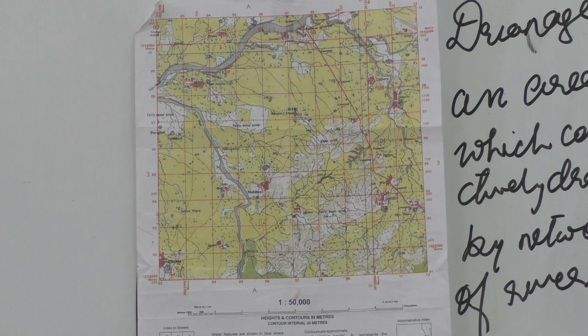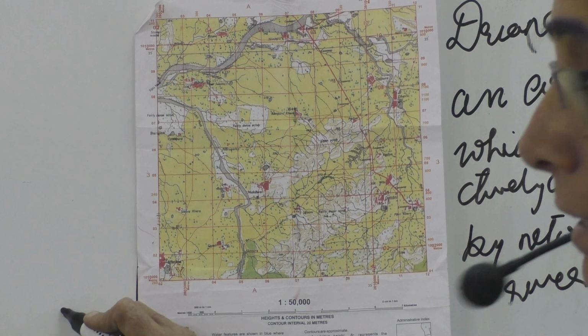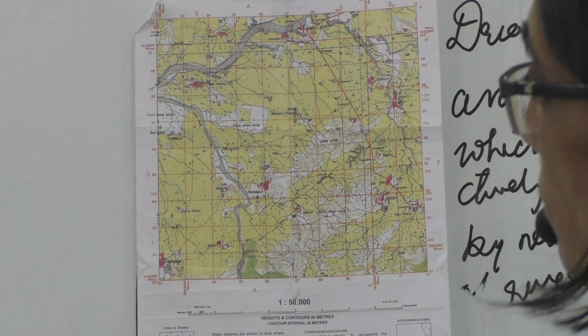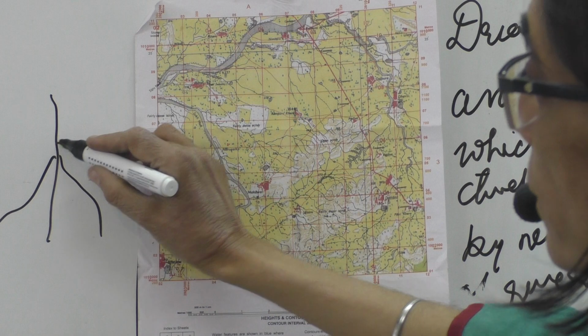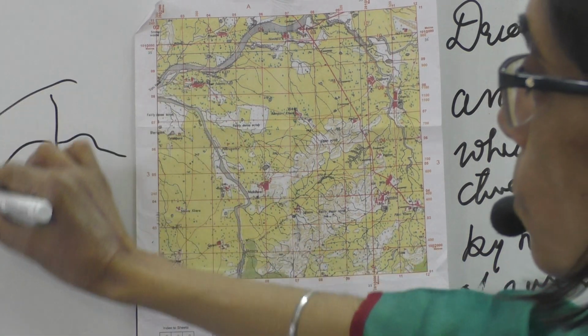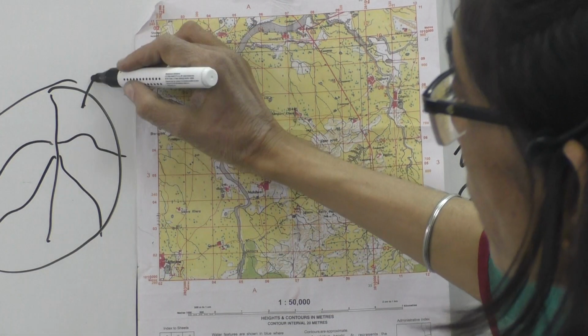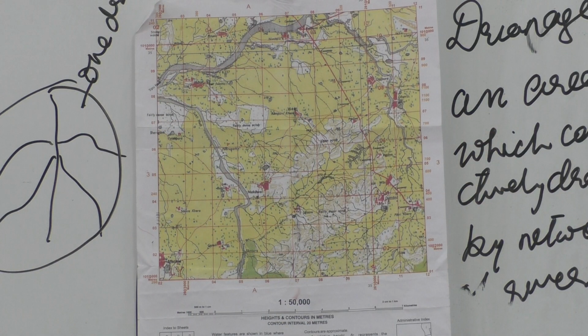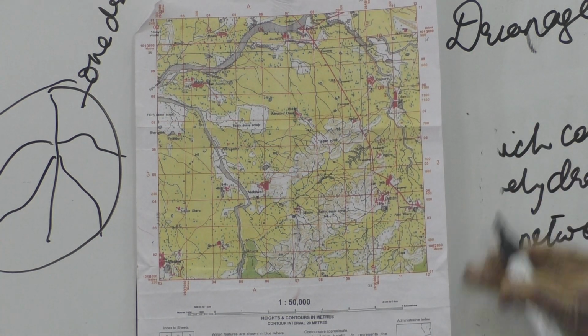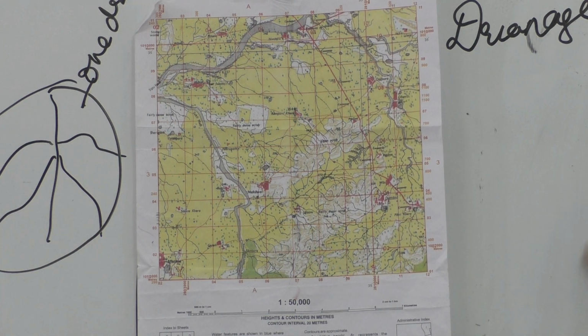Okay, so a network of rivers may be like this. We may have one river and there may be a network of rivers. This whole is one drainage pattern, right? So that is what we call the drainage.